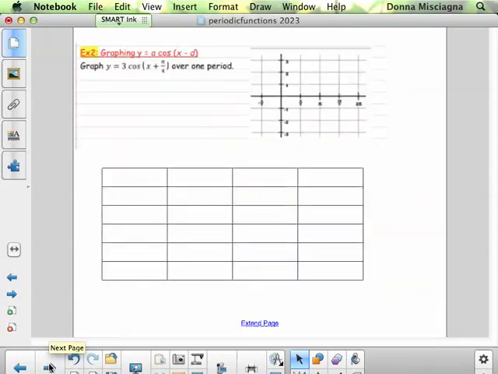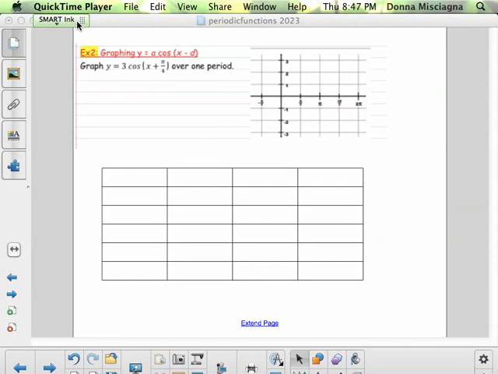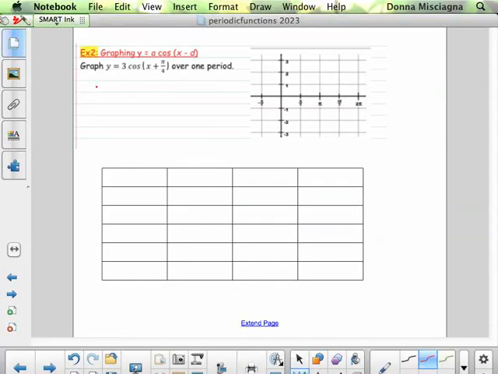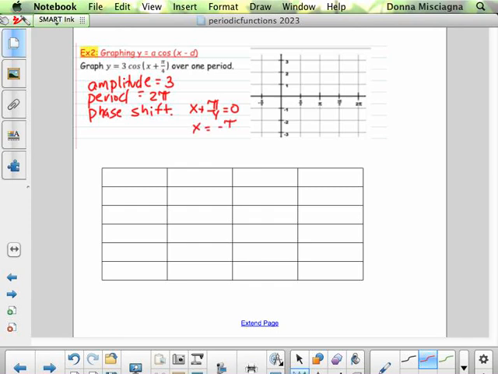All right, here's the next one. All right, this one is a cosine. And we do have an amplitude change here. So amplitude is that coefficient on cosine. It's 3. Period, b is 1. So the period is 2 pi. The phase shift, all right, set the parentheses equal to 0, so x plus pi fourths equals 0. To solve for x, subtract pi fourths. And there's no vertical shift.